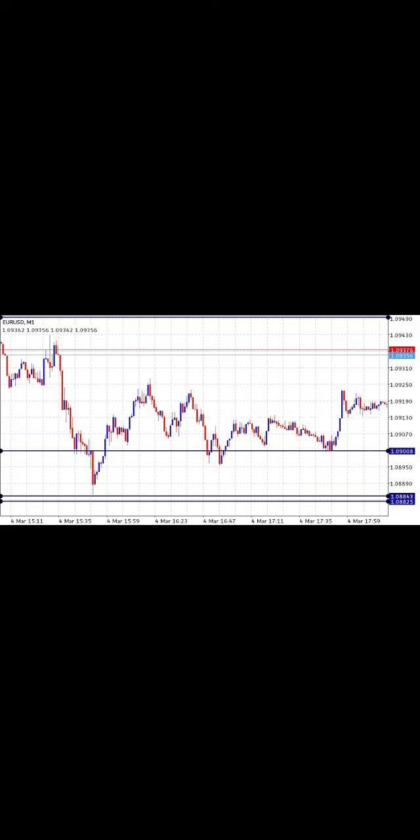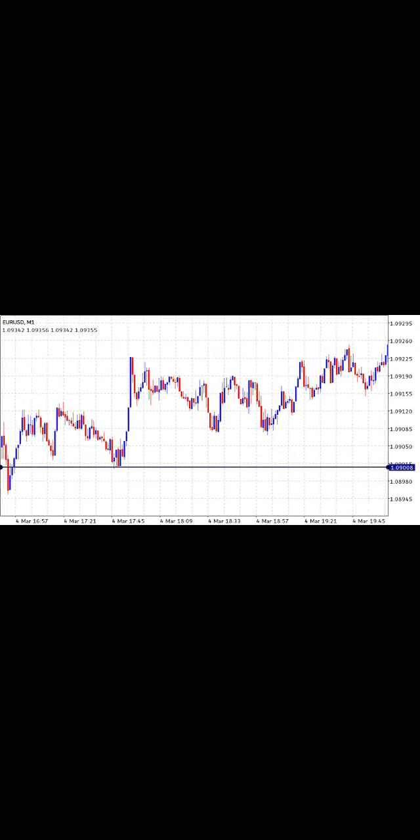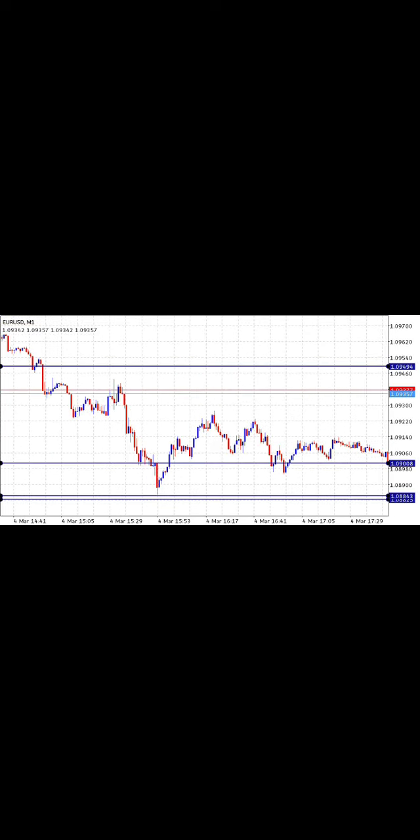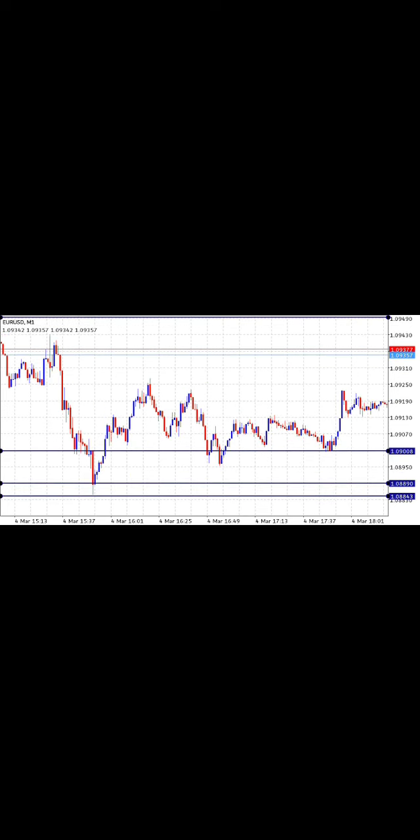But you can see this other block. What do you see price do? Immediately price tapped into the order block. Immediately price entered into the order block. You can see price moving away from the order block.